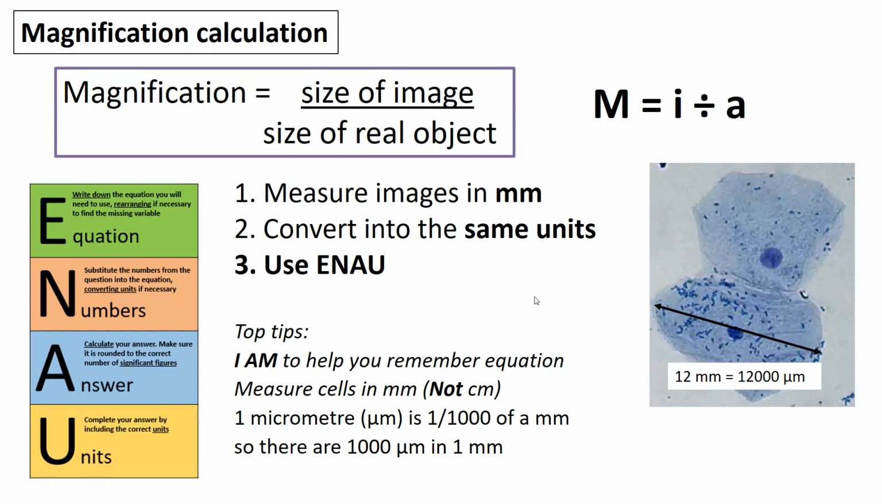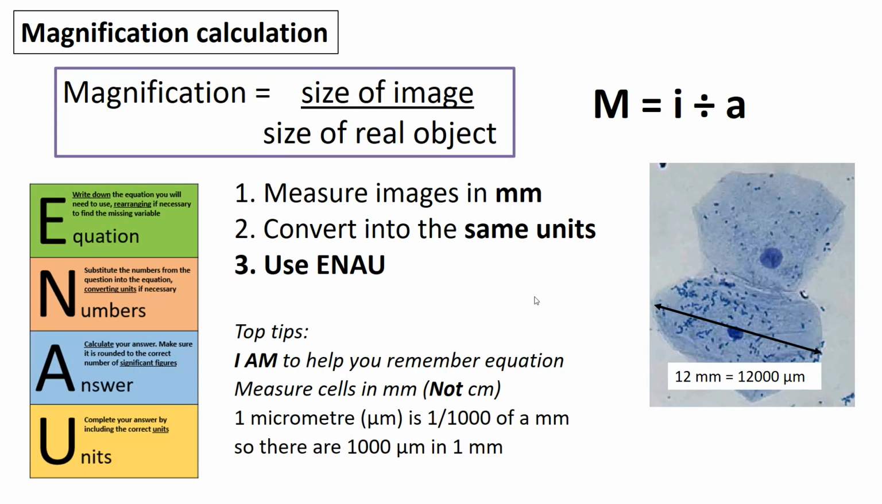So the image on the screen shown there is 12 millimeters in length when I've measured it with my ruler. So that would be the size of the image, and the magnification could be given to you, or the size of the real object should be given to you, and then you would have to work out the missing value. Now, you can remember that equation as M equals I divided by A, but I like to just remember it as I am. So I equals A times M. It's a rearrangement of that equation, but it doesn't really matter how you remember it as long as you remember it in the right way.